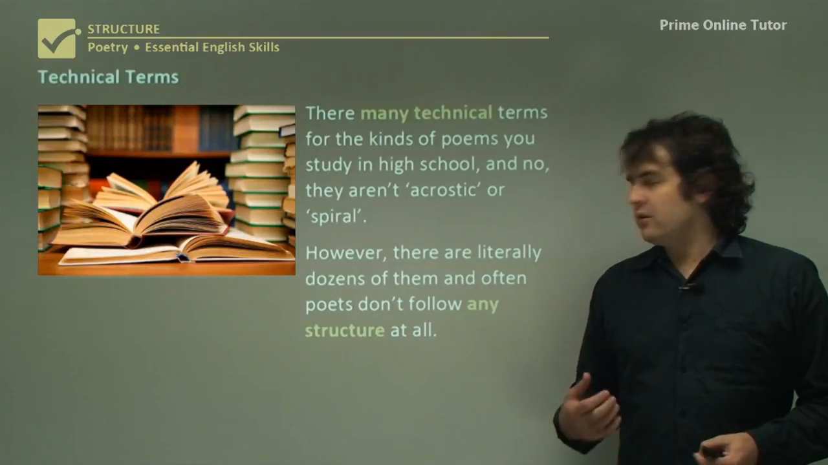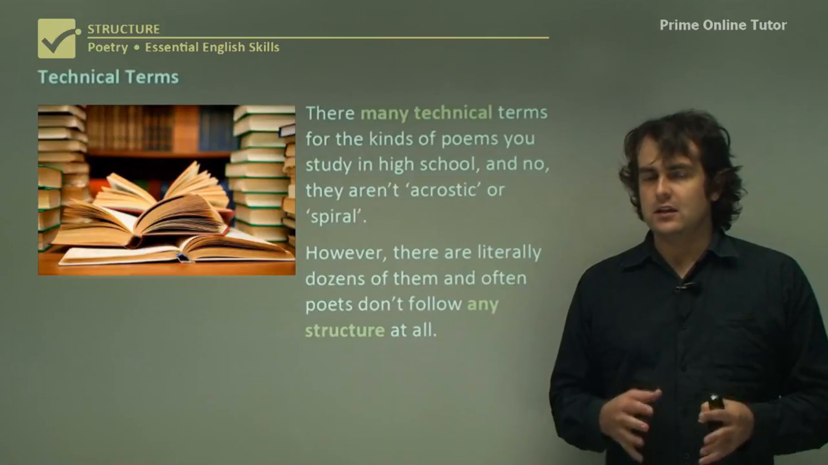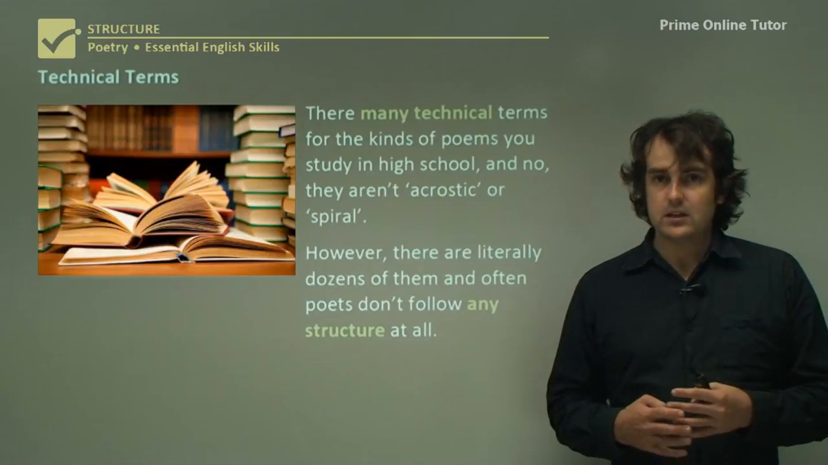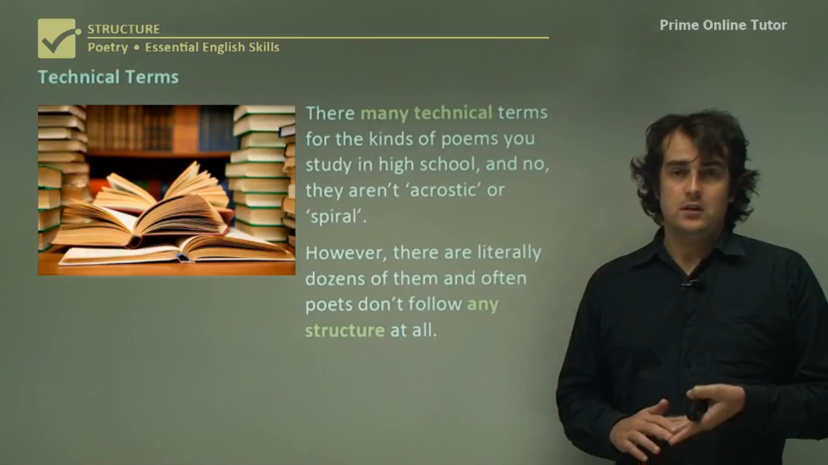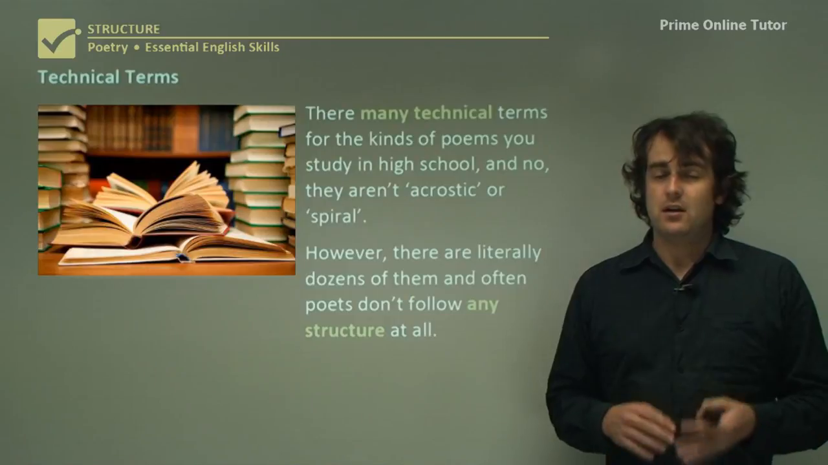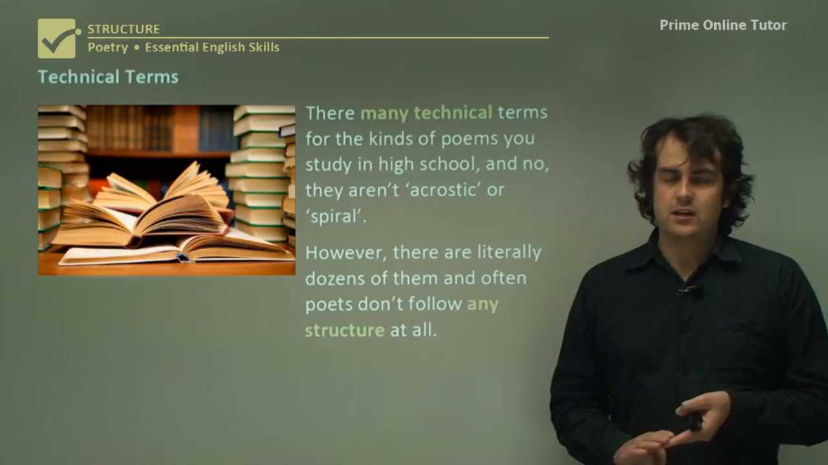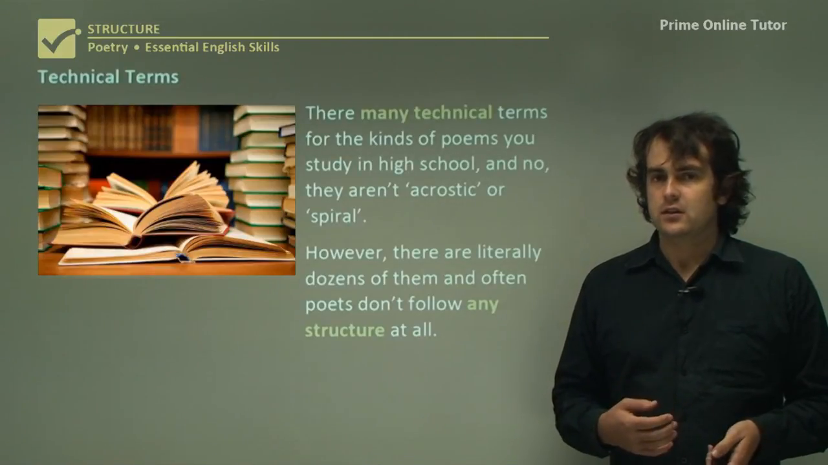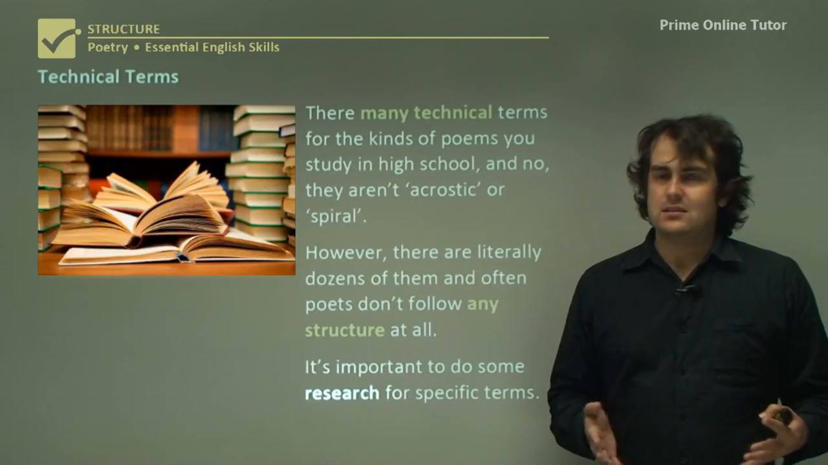Because many poems don't follow any particular structure at all, it is sometimes hard, and a lot of techniques tend to blur together. So for instance, if you're studying a particular kind of poetry, it could fall into a number of different categories. It could be a narrative slash satirical slash any other kind of poem. There are literally dozens of categories, and a lot of them overlap into other things. So to use technical terms is one thing, but you have to think very, very carefully. And yes, it is important to do some research. That's the same as it is for everything.